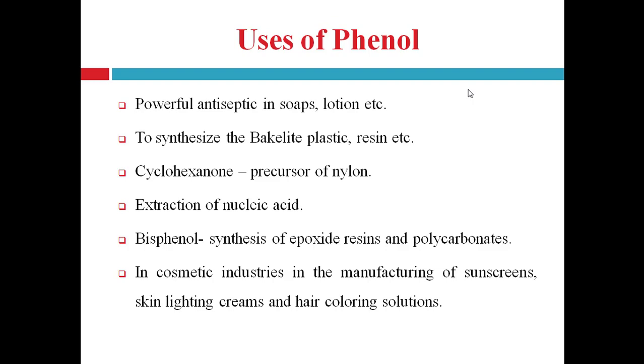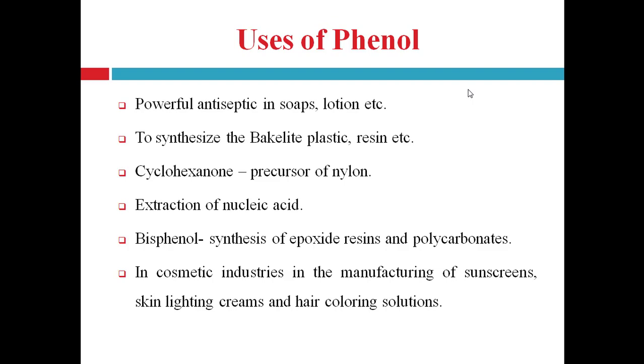That's why it is also important for the synthesis of nylon. Cyclohexanone is the precursor of nylon, and it can be synthesized from the hydrogenation of phenol, right? Phenol is also used for extraction of nucleic acid, that is RNA as well as DNA, right? So an important use is the extraction of nucleic acid.